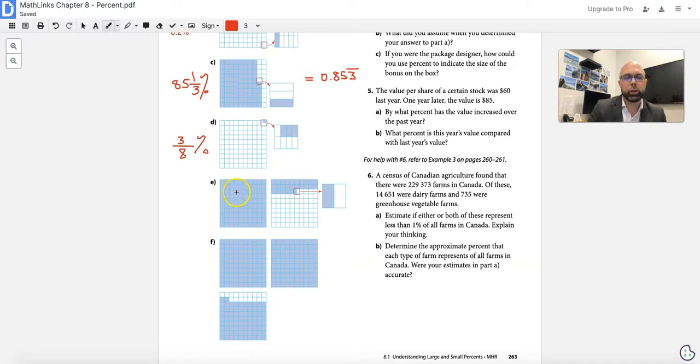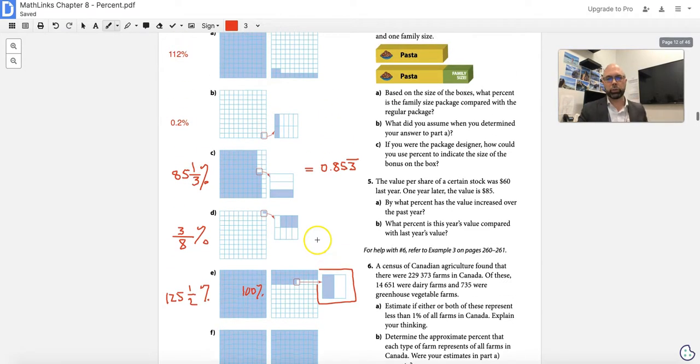Here we have another whole. So this is 1, right? Or 100%. So we know we're going to be over 100%. And then we have 1, 2, 3, 4, 5 shaded in. 125 and change. So the balance of this fractional percent is going to be 1/2. So here's what this is going to look like: 125 and 1/2%. Okay, I think that's all I will do there.